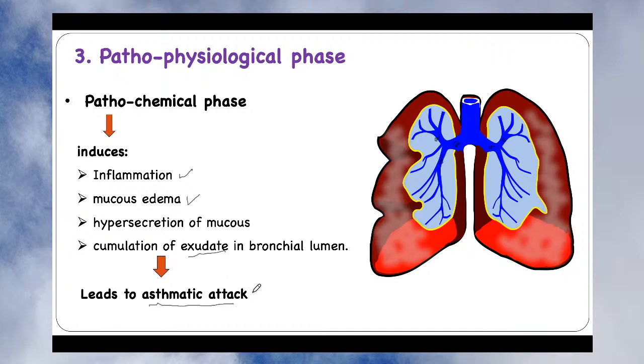And in the third phase, the pathochemical phase, these chemicals will produce some pharmacological action in the bronchi like inflammation, mucous edema, hypersecretion of mucus, and accumulation of exudate, which is responsible for the asthmatic attack. This stage is called the pathophysiological phase of asthma or the allergic reaction. So we have seen the three phases of the allergic reaction.